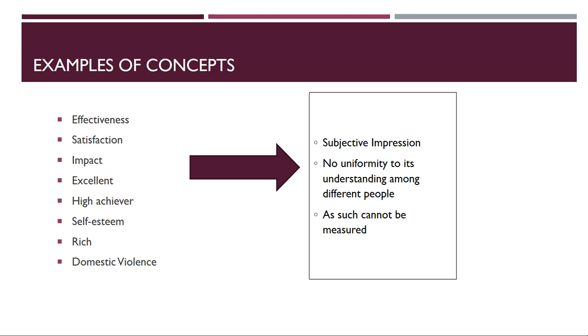So basically, concepts are subjective impressions, and also open to subjective impression. There's no uniformity to its understanding among different people. Effectiveness of face-to-face teaching: what a lecturer might perceive as effectiveness in face-to-face teaching might differ from a student. Satisfaction of, let's say, eating McDonald's: how do you want to define or create a uniformity in testing what is satisfaction? Is the person buying a McDonald's each day?